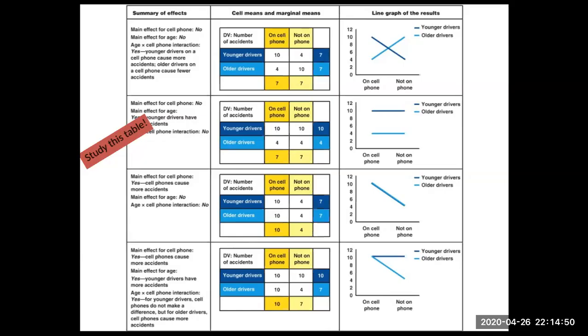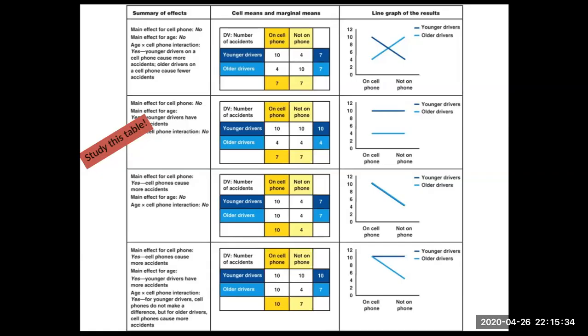Let's see. Looking in the top row, we have number of accidents as the DV. That's the number in these cells. We have on a cell phone versus not on a cell phone. And then we are going to look at marginal means and the graph, and we can look at simple means as well. Looking at the graph, we have younger drivers on a cell phone 10, not on a cell phone 4, older drivers on a cell phone 4, older drivers not on a cell phone 10. Looking at the marginal means, 10 and 4, 4 and 10, either way you slice it is going to be an average of 7, 14 divided by 2.